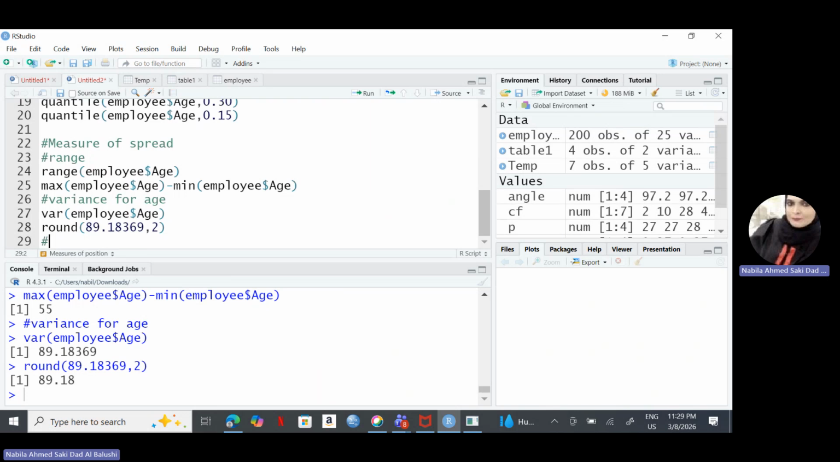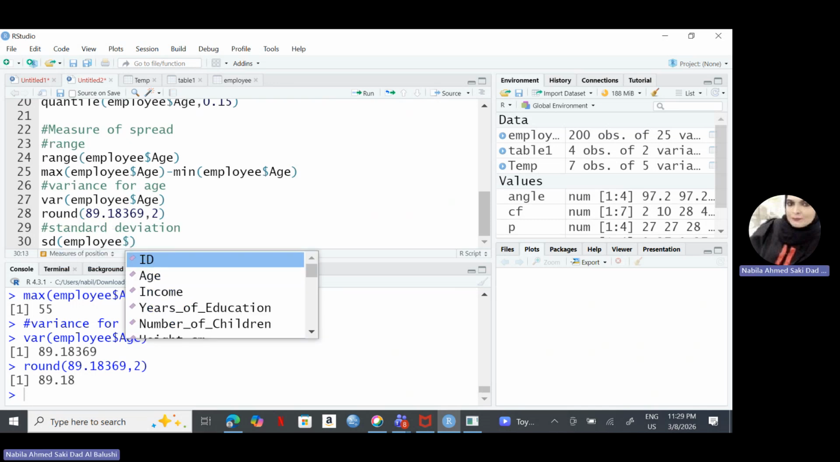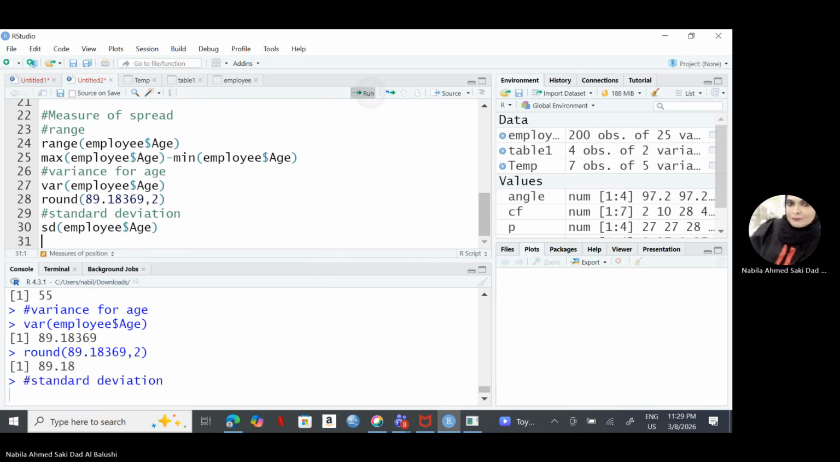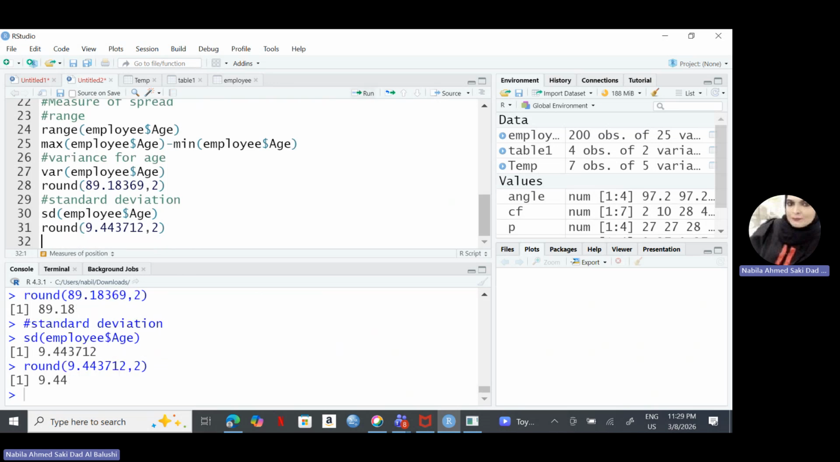Another measure of spread is standard deviation. We already studied the command for standard deviation, which is SD(employee$age). So you can round your answer to two decimal places.